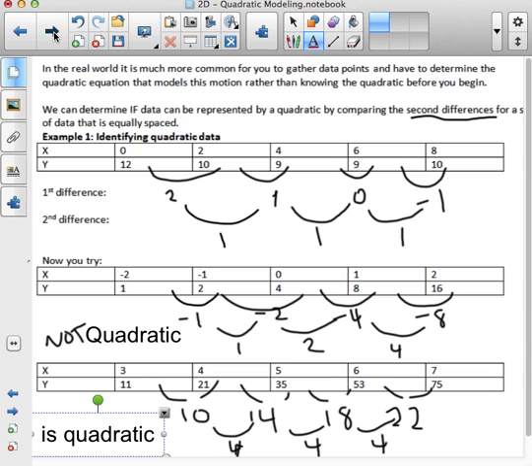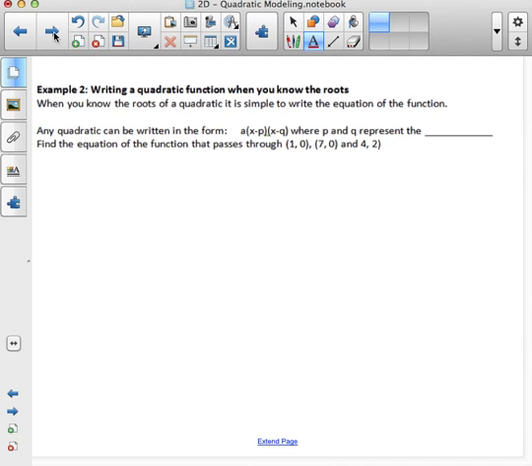Being able to determine if data is quadratic is really helpful because when you're looking at a set of data, it is important to know if you can even find an equation to correctly model it. A lot of the times, in our word problems, we will tell you that the data is quadratic, and other times we will ask you if the data is quadratic. So we can use those second differences.